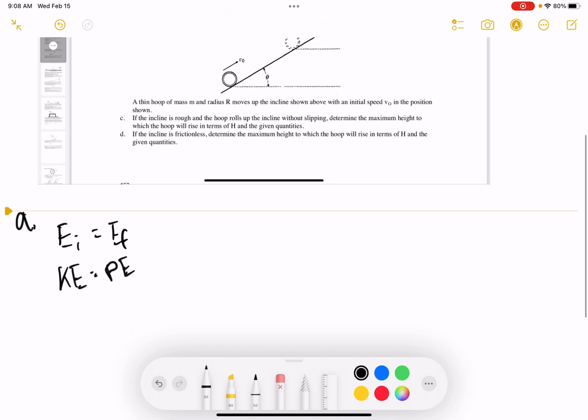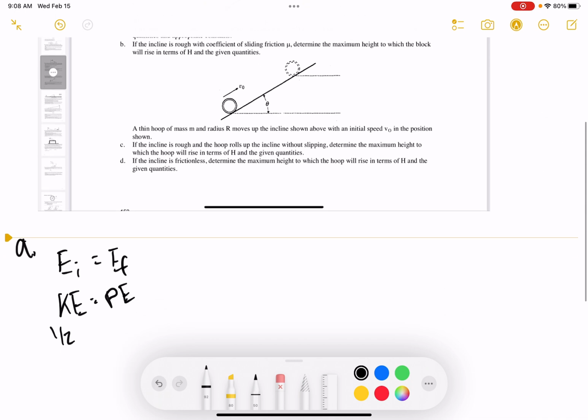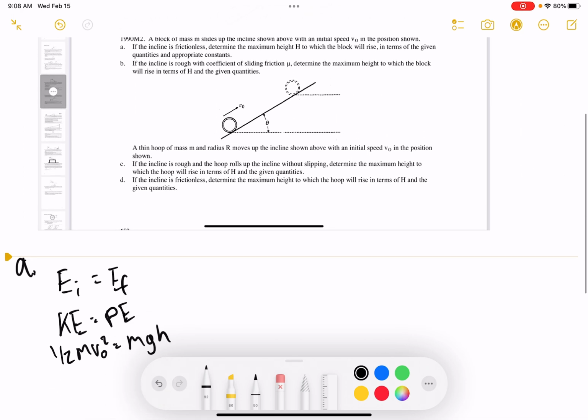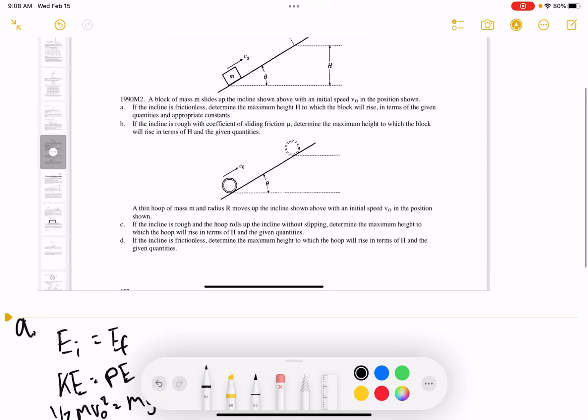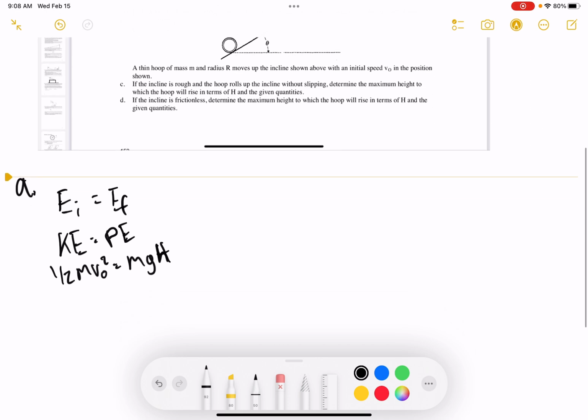So now I just need to plug in my variables, so I have 1/2. The mass they give me is m, and the velocity is v naught, so v naught squared equals, and then the formula for PE is just mgh, right? And this h here is capital H. You can see they define that height it goes up to as h, capital H. And so I can go ahead and see that the m's cancel out. I'm solving for h, so I just need to divide by g. So I have v naught squared divided by 2g equals h.